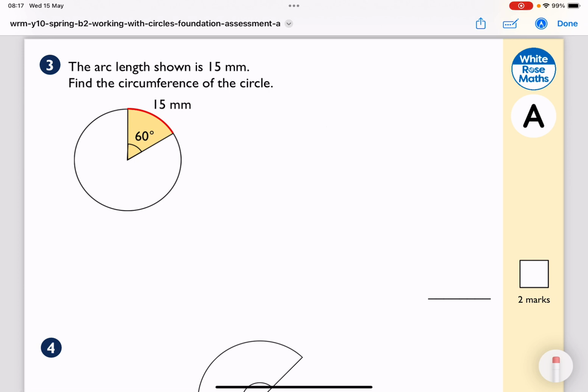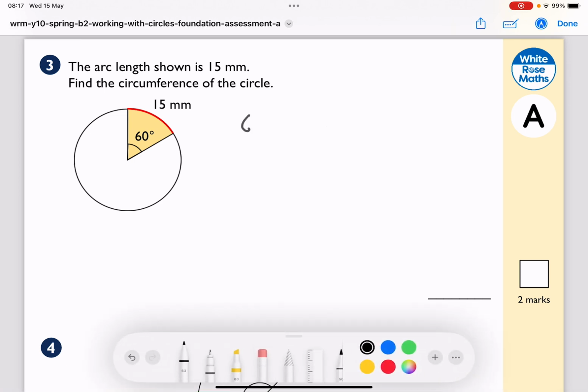With this question, we can see that, in fact, the 60 degrees is linked to the 15 millimetres, okay? The reason is that the whole circle, all the way around the circle, is the circumference. So the arc length is linked to the angle. Well, I know that the whole circle, the angle round a point is 360 degrees, so that must be equivalent to whatever the circumference is.